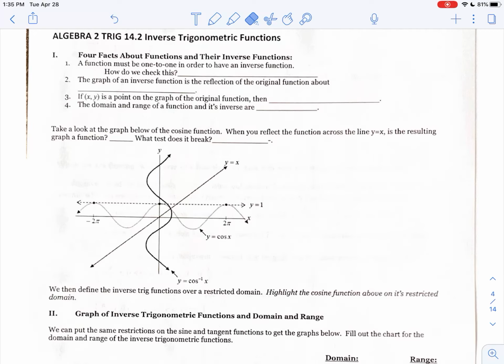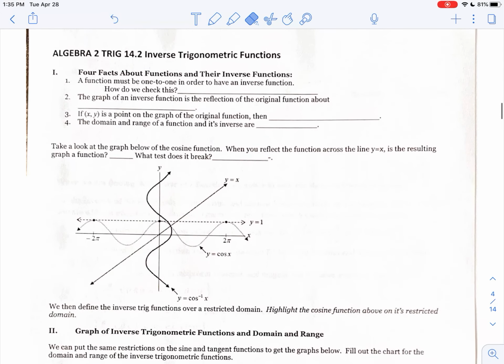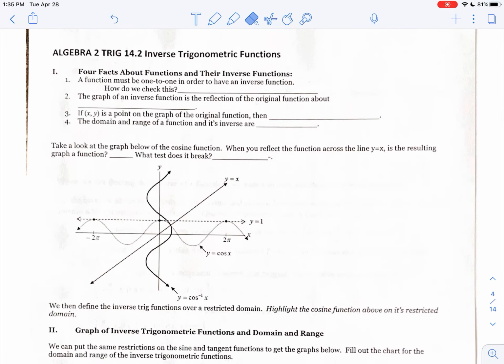We're now going to talk about the inverse trig functions, which you would find on the bottom of page 3 of your Unit 14 packet. First, let's talk about what it means to have an inverse. A function had to be one-to-one in order to have an inverse function, and there was a test that we used to check this in the previous units, and that was called a horizontal line test.